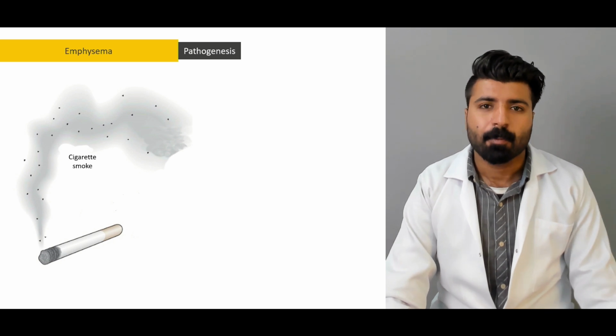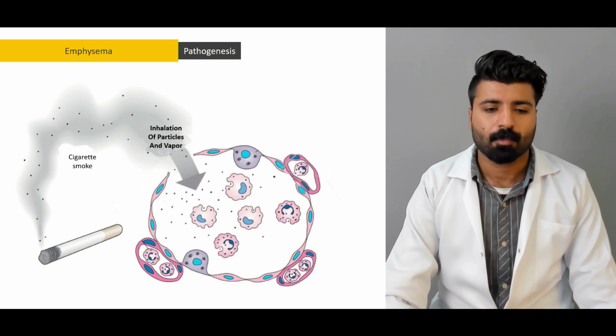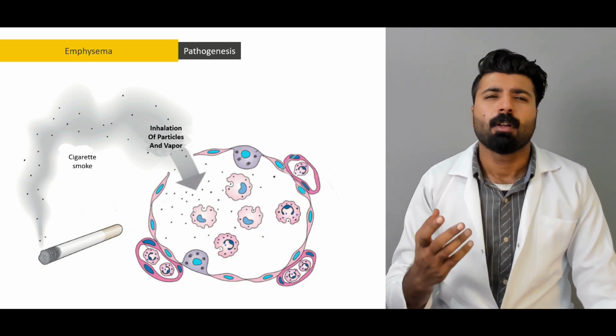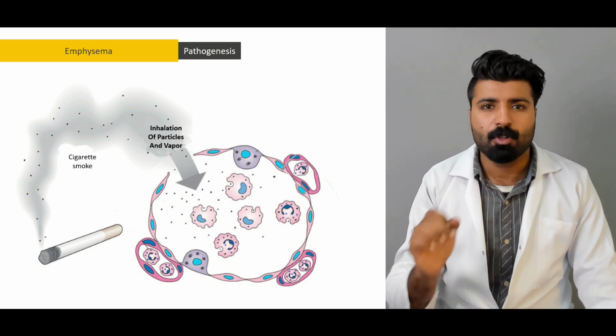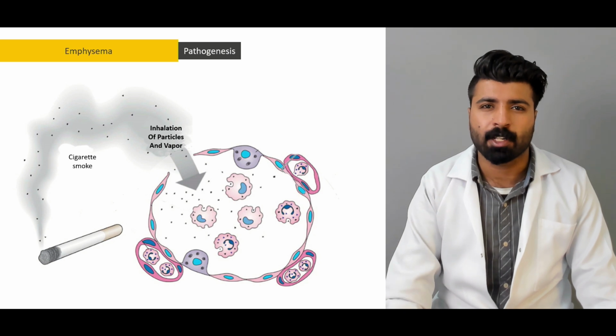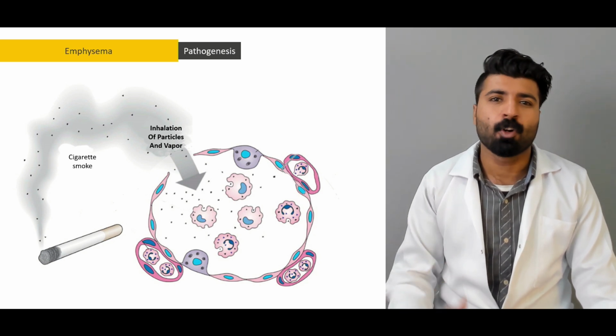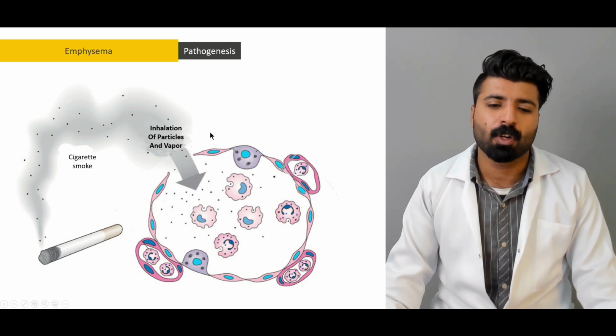So let's get into it. How the pathogenesis of emphysema works. First of all, almost nothing, I should not say nothing, almost nothing gets to the alveolar level. Not any foreign body at least. But smokers break the rule. They inhale the smoke up to the alveolar level.